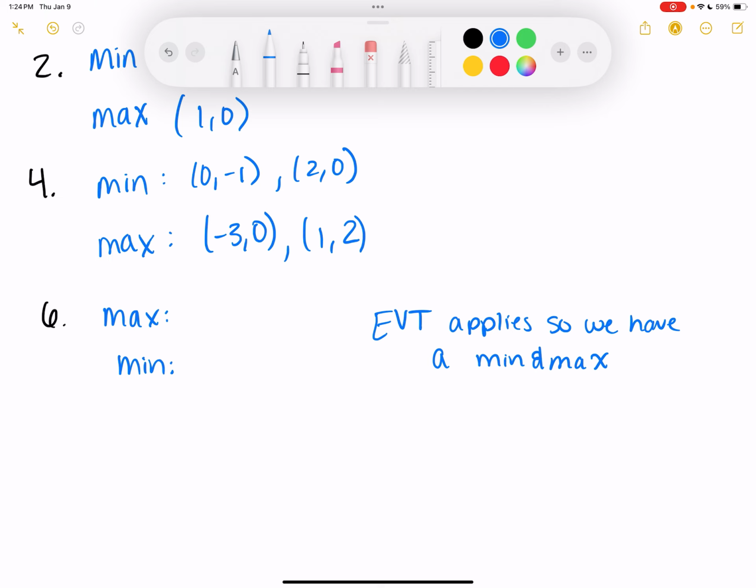All right, so the max, we're looking at whatever the x value is of that point. So x equals what would be our max?